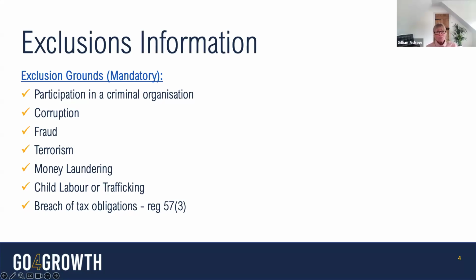There are 2 types of exclusion: mandatory exclusion, and you can see on the screen what types of exclusion would fall into that mandatory exclusion ground. So money laundering, terrorism, fraud, etc., participation in a criminal organisation. Again, in the supplier information system, all the definition information that you should need is in there. But effectively what it's asking you is, have you ever fallen foul of one of these grounds for mandatory exclusion?